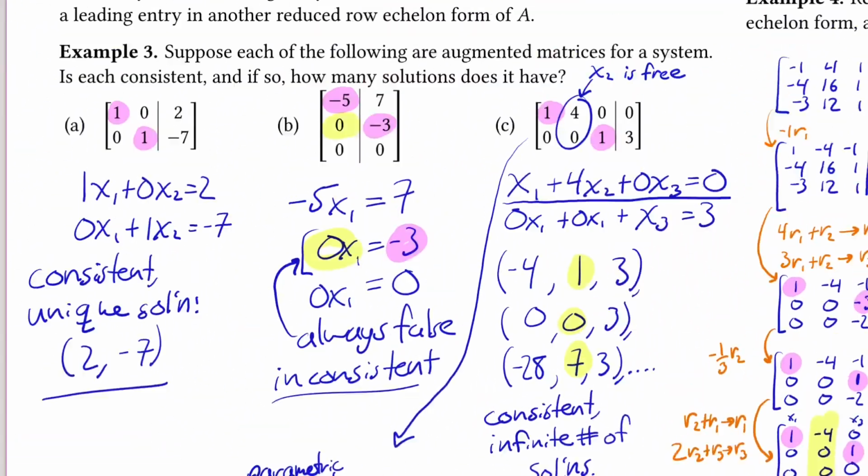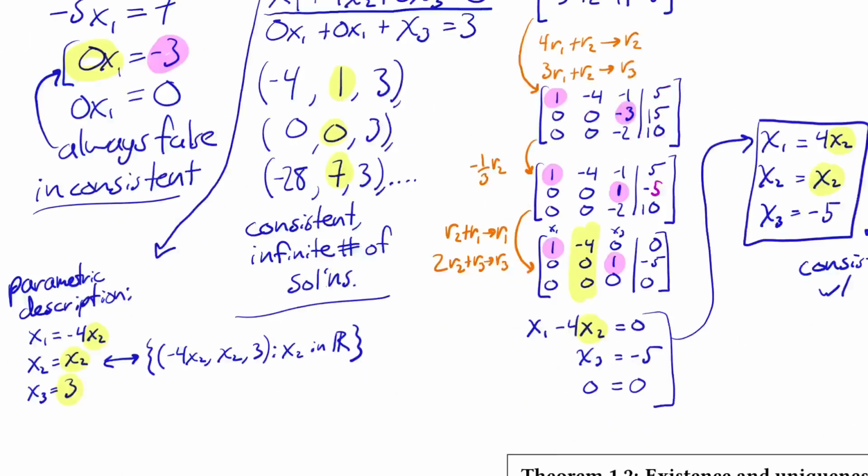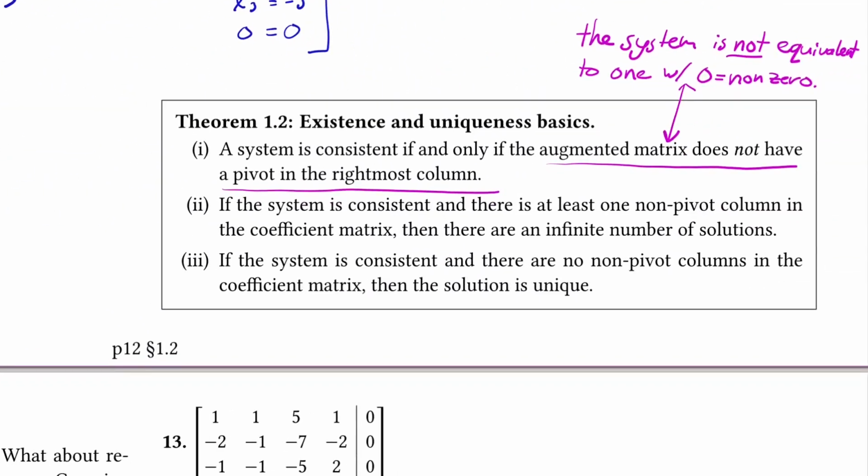One that doesn't have a column without a pivot in the coefficient matrix is like part A here. All of the variables are basic variables. That means all of these equations just have one variable in them, of the form x1 equals a number and x2 equals a number, and that just describes your unique solution. And that's basically what part 3 says. If the system is consistent and there are no non-pivot columns, then the solution is unique.